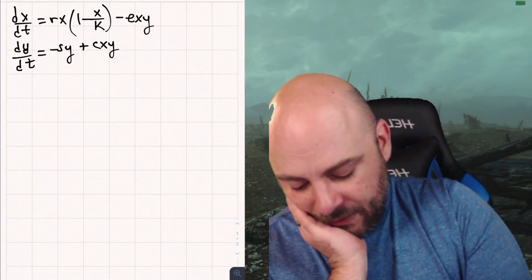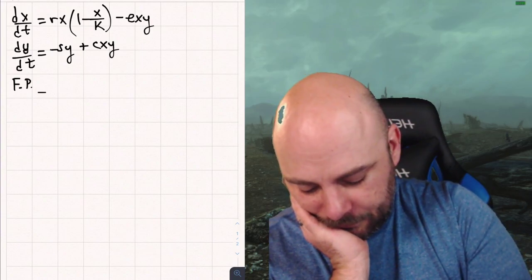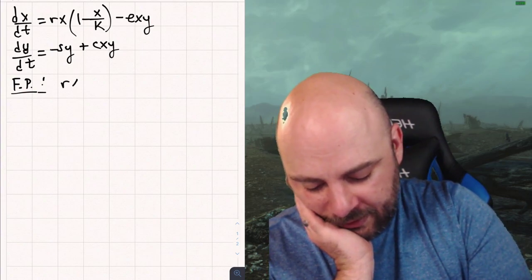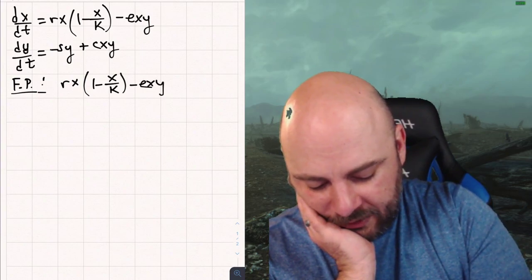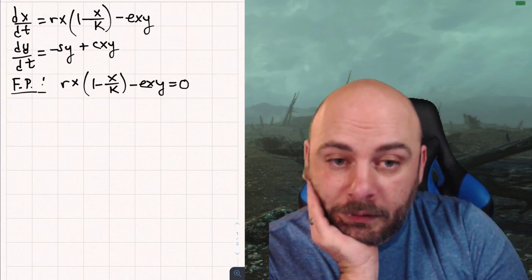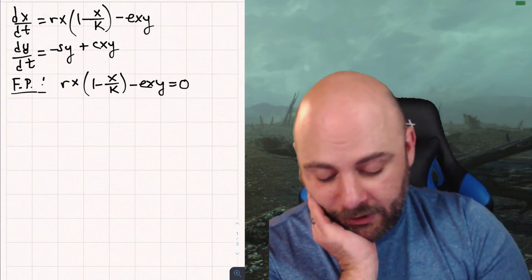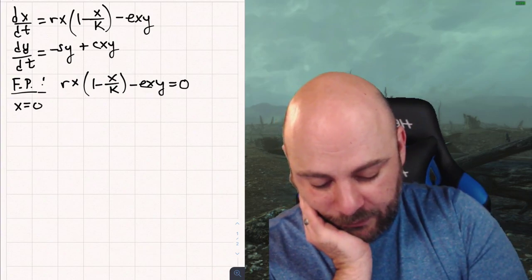All right. Fixed points. So let's set Rx times (1 minus x over K) minus Exy equal to 0. Okay? We're going to break it up into cases that we're going to notice. First off, that x equals 0 by factoring it out from both of those terms.